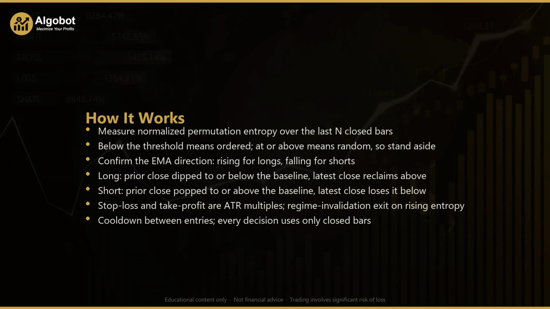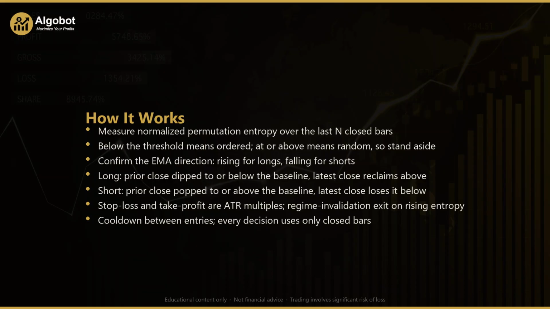Risk is defined using the average true range. The stop loss is set at the entry minus, or plus, the ATR times a multiplier that defaults to 1.8. The take profit is set at the ATR times a multiplier that defaults to 3.0. So the target is deliberately wider than the stop.